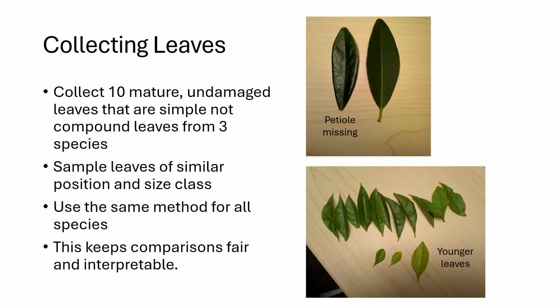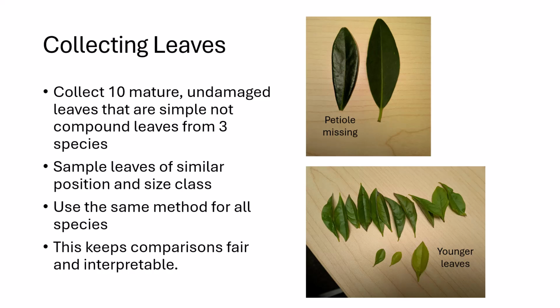This is where controlling variables shows up in a very practical way. We're not changing fertilizer or light here, we're controlling how we sample. You're going to collect 10 mature, undamaged leaves that are simple, not compound, from 3 different plant species. You don't need to know the name of the plant. I don't want you collecting leaflets, but leaves.